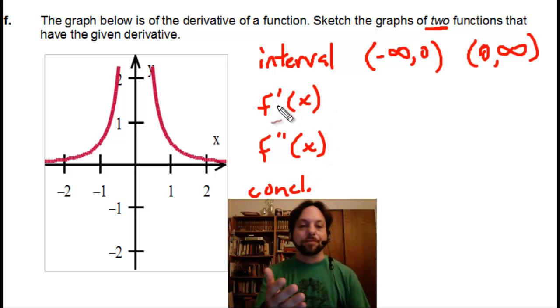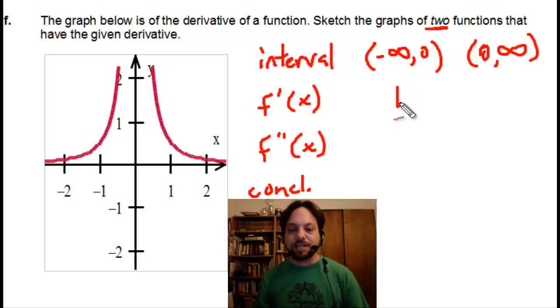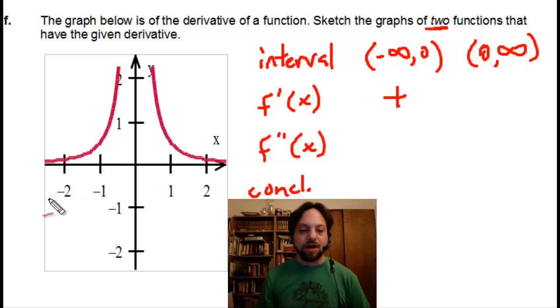So let's take a look here. The first derivative on our interval from -infinity to 0, the first derivative is positive the entire time. It's always above the x-axis. It never seems to drop below. And so I can say that the first derivative is positive in this first interval right here.